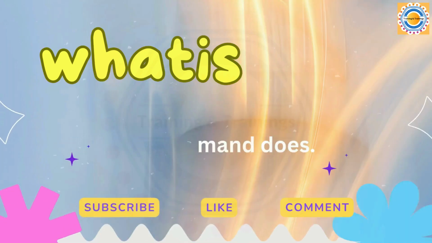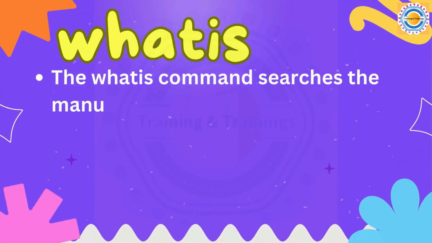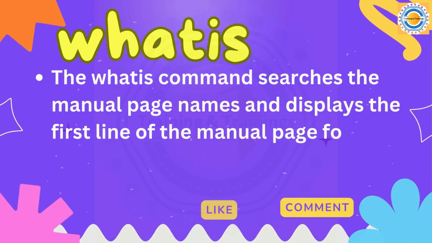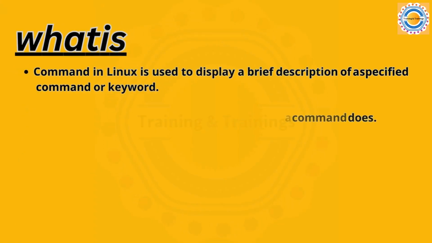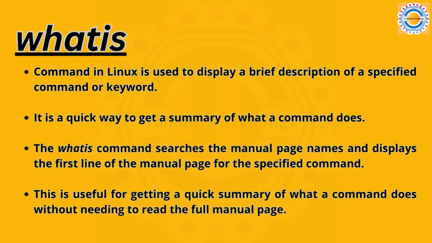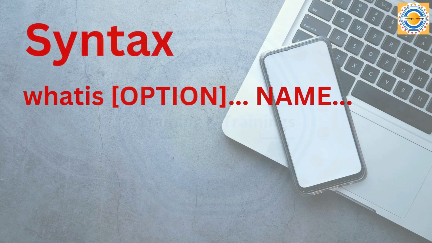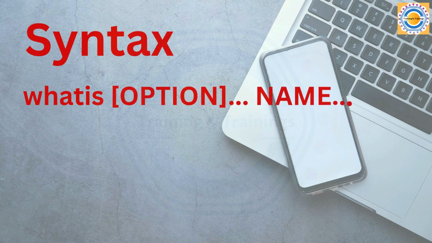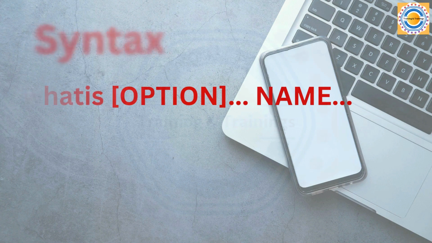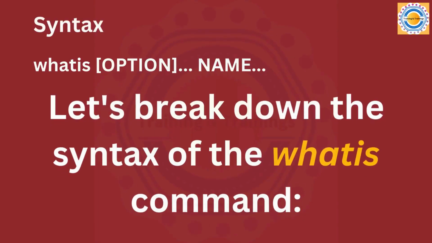The whatis command searches the manual page names and displays the first line of the manual page for the specified command. This is useful for getting a quick summary of what a command does without needing to read the full manual page. whatis [option]... name... The syntax is straightforward and super simple. You just type whatis, followed by any options you might need, and then the name of the command you want to learn about. Let's break down the syntax of the whatis command.